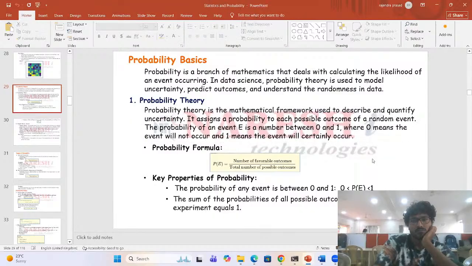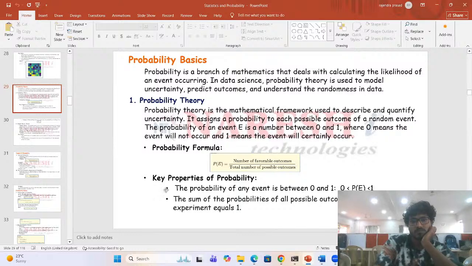So what is the formula to calculate probability? See guys, in probability there are multiple types. This is known as classical probability. Classical means very basic probability. So how do you calculate it? Probability is the number of favorable outcomes divided by the total number of possible outcomes. Whenever you conduct a random experiment, it can give n number of outputs. So the probability of an event E is equal to the number of favorable cases divided by the total number of possible outcomes. This is the formula that we are going to use. We will calculate examples as well.